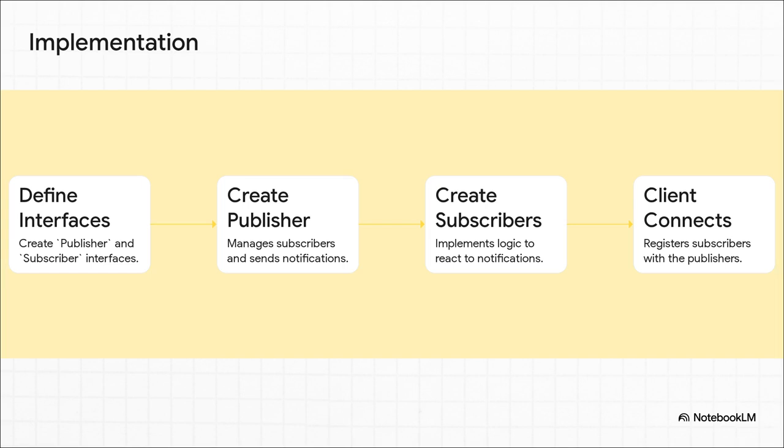Third, you create your concrete subscribers. Each one of these will have its own special logic for what to do when it gets an update. And finally, the client code comes in and plays matchmaker. It's the part of your app that tells the publisher which subscribers are interested in hearing from it.